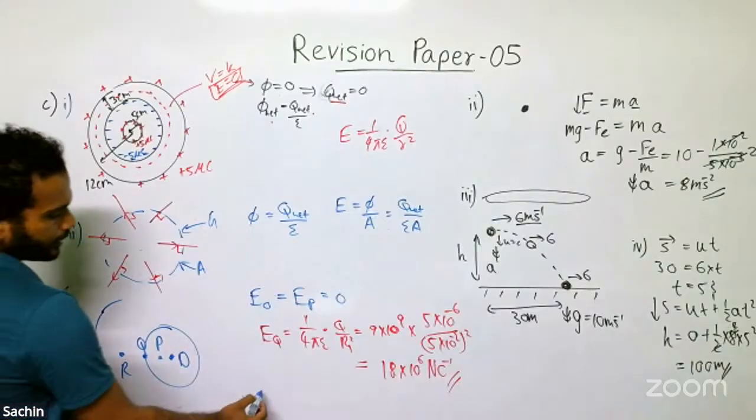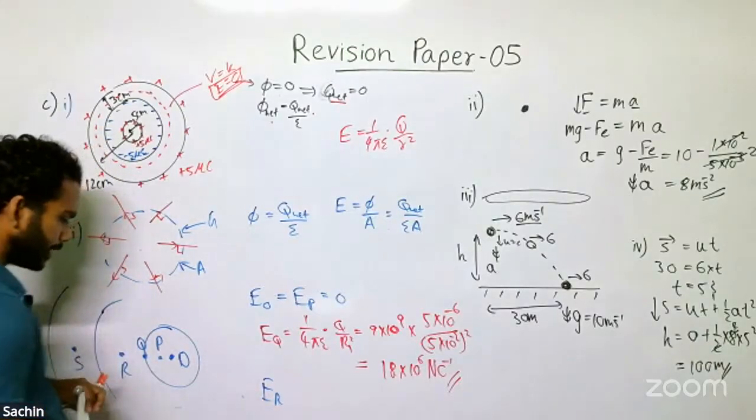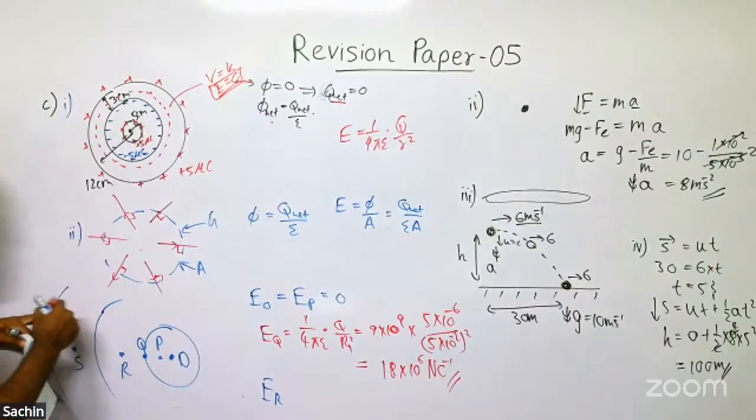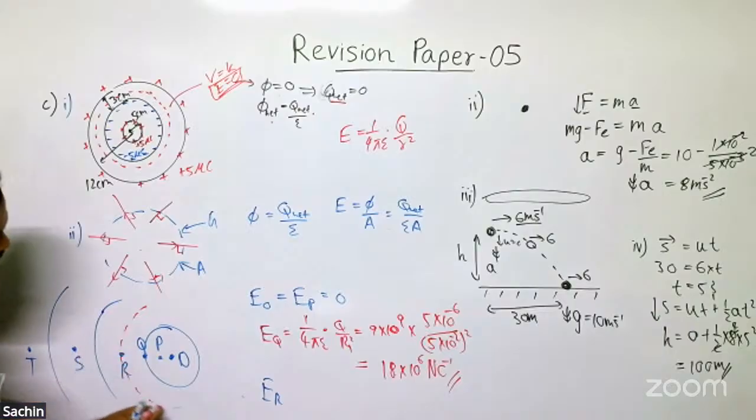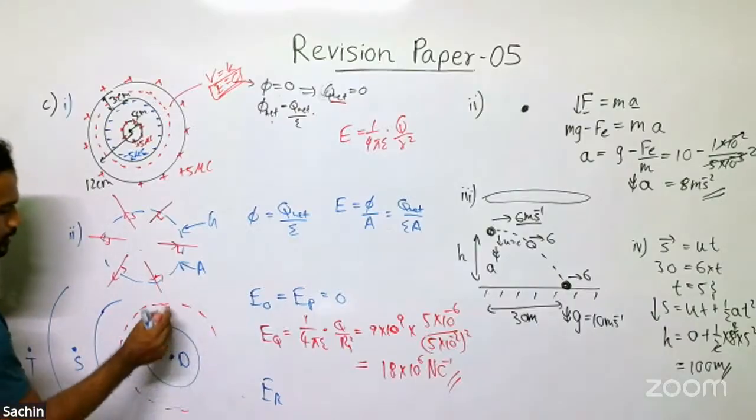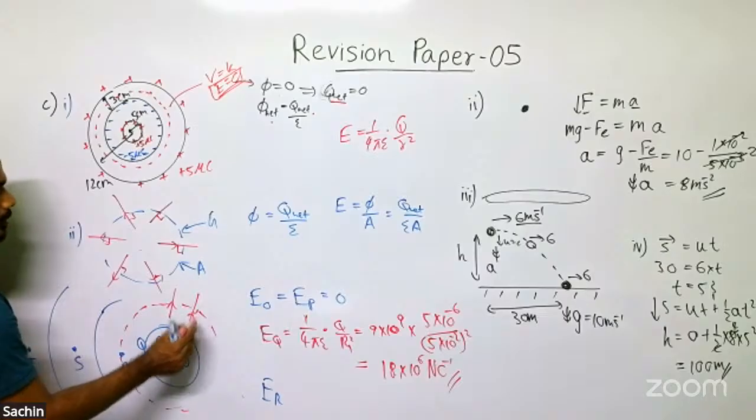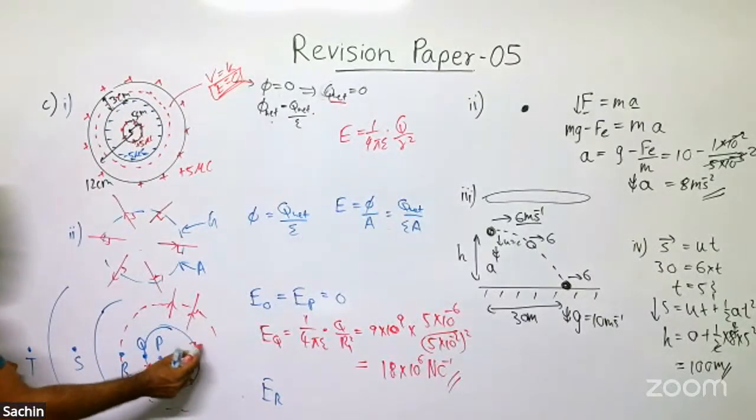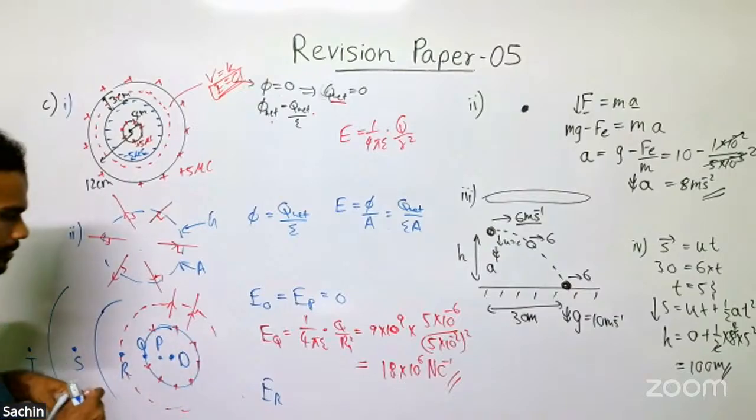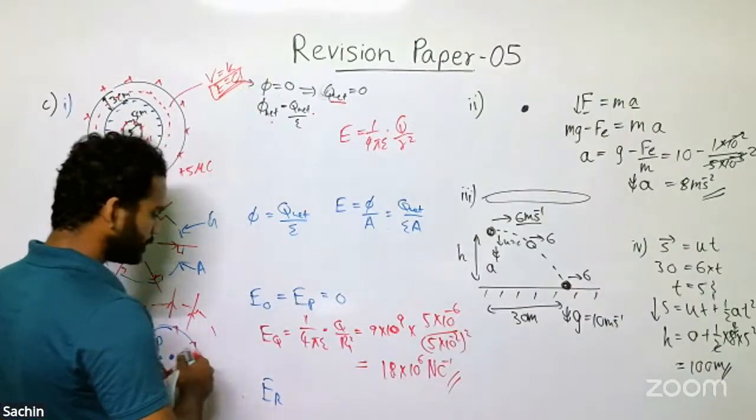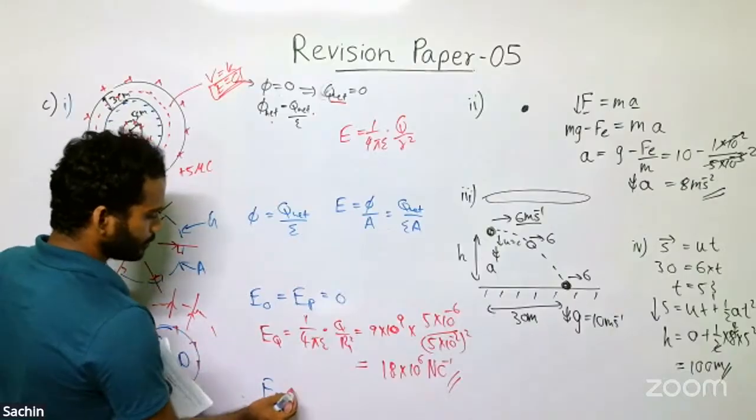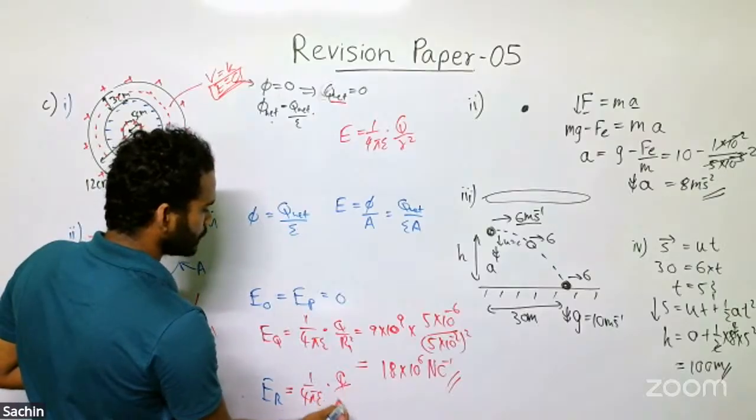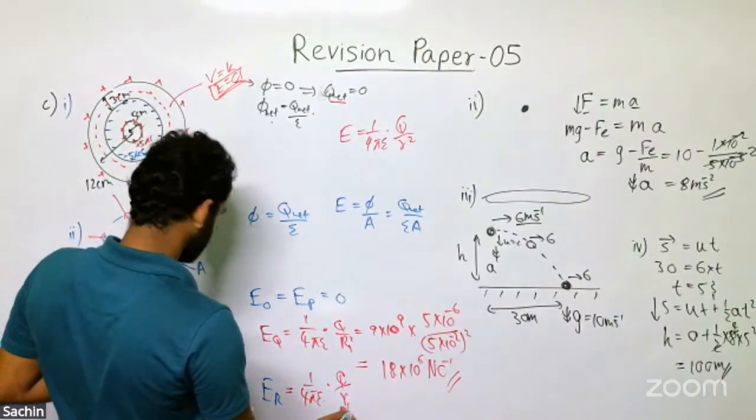Then ER, again when you calculate for ER, consider a Gaussian surface. If you consider a Gaussian surface passing through point R, again it should be spherical so that all the flux lines are moving perpendicular. So the charge inside is only this charge on the surface. Again you can apply the same formula, 1/4 epsilon Q over R square.